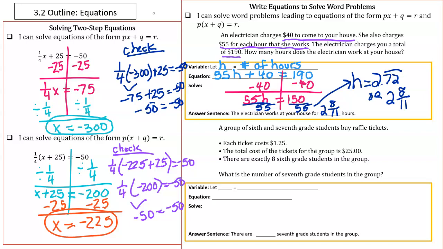Second example says a group of 6th and 7th grade students buy raffle tickets. Each ticket costs $1.25. The total cost of the tickets for the group is $25. There are exactly 8 6th grade students in the group. The question is, what is the number of 7th grade students in the group? So that question there tells me what my variable should be. So I'm going to say x stands for number of 7th grade students.